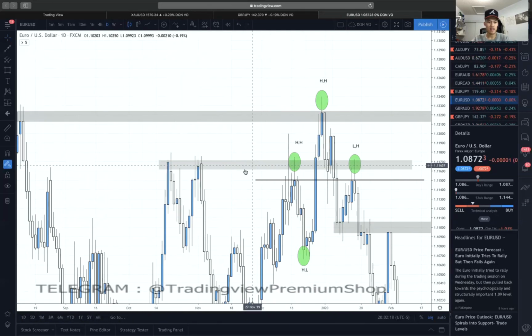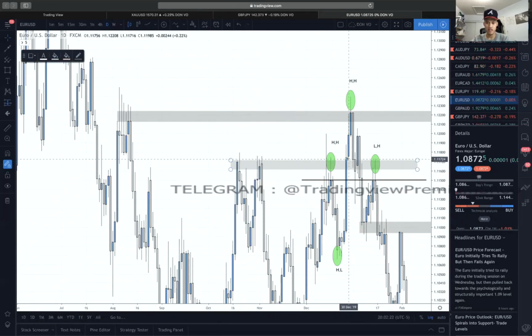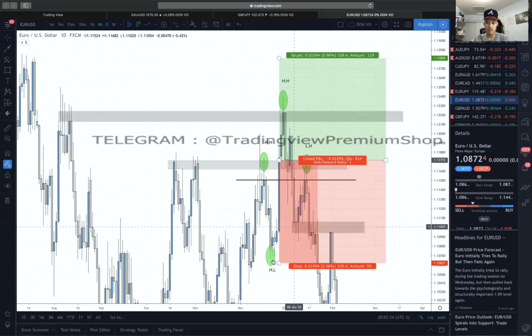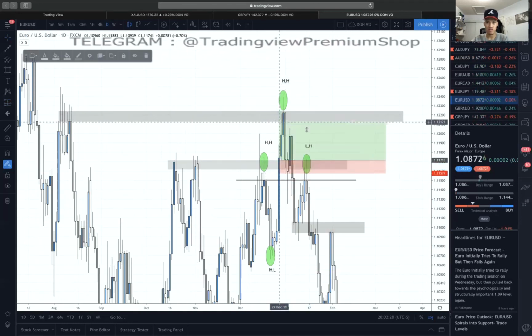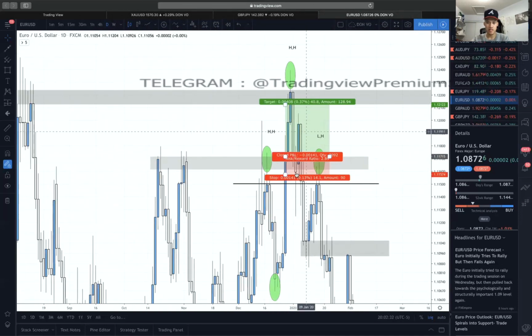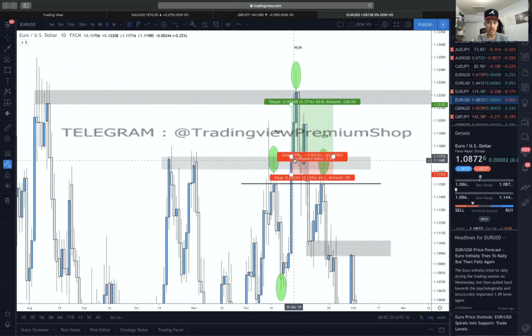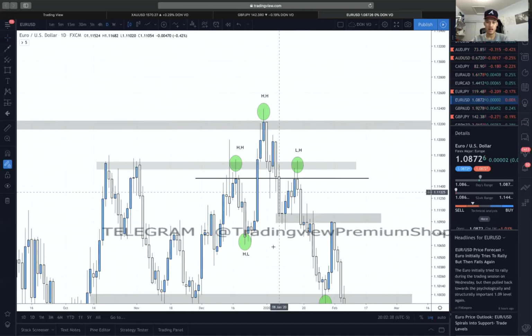And the next target was over here. So I would have gone long right there, or long right there. Stop loss right below the zone. So 14 pips, and my TP would have been right there for 40 pips. So that's what happened there. Pretty much price came up, broke that zone, retested that zone, and continued up to the next zone. And that's what happened.